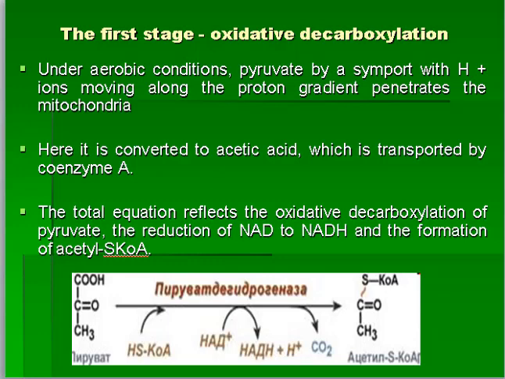The first stage, oxidative decarboxylation. Under aerobic conditions, pyruvate, by a symporter with H+ ions moving along the proton gradient, penetrates the mitochondria. Here it is converted to acetic acid, which is transferred by coenzyme A. The total equation reflects the oxidative decarboxylation of pyruvate, the reduction of NAD to NADH, and the formation of acetyl-CoA.